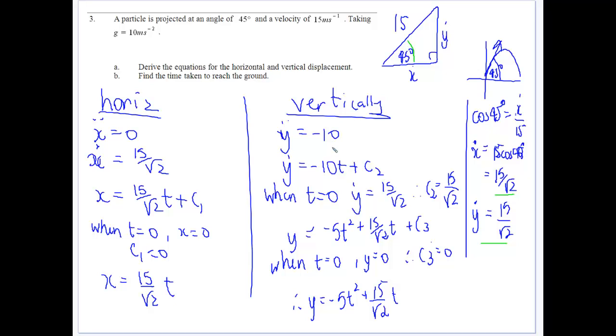Vertically, we know we start with minus gravity, and we're taking g as 10. Integrate to get minus 10t plus the constant, and we know when t is equal to 0, our velocity is 15 on root 2, so our constant is 15 on root 2. We integrate again, so minus 10t becomes minus 5t squared, and 15 on root 2 becomes 15 on root 2 times t, plus our third constant, and again our vertical position started at 0, so our constant C3 was 0. So there's our displacements for both horizontal and vertical.